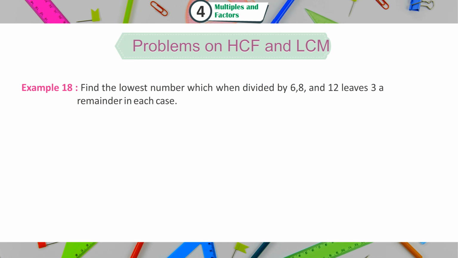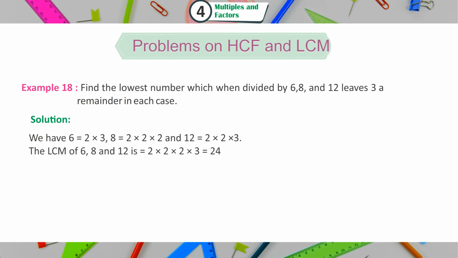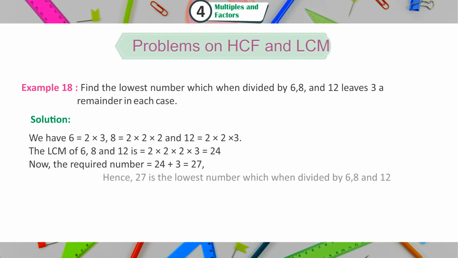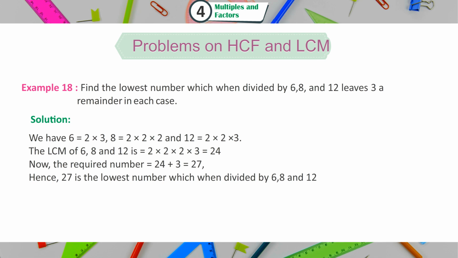Example 18. Find the lowest number which, when divided by 6, 8 and 12, leaves 3 as remainder in each case. Solution. We have 6 is equal to 2 into 3, 8 is equal to 2 into 2 into 2, and 12 is equal to 2 into 2 into 3. The LCM of 6, 8 and 12 is equal to 2 into 2 into 2 into 3, which is equal to 24. Now the required number is equal to 24 plus 3, which is equal to 27. Hence, 27 is the lowest number which when divided by 6, 8 and 12 leaves 3 as remainder in each case.